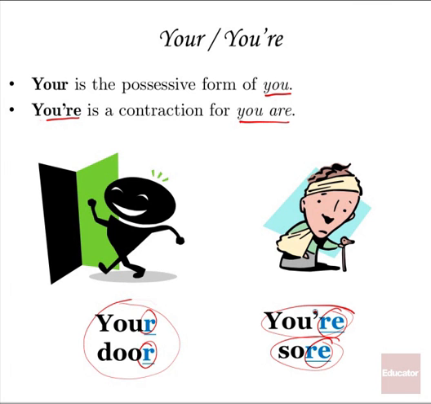So if you're ever trying to figure out which one you're using, just substitute whatever comes after it. Substitute either door or sore. If door works, okay, then you want your with just the R. If sore works, then you want you're with the RE. So if someone says on Facebook, for example, I really liked your picture, you could just as easily say, I really liked your door. So it's the one with just the R.